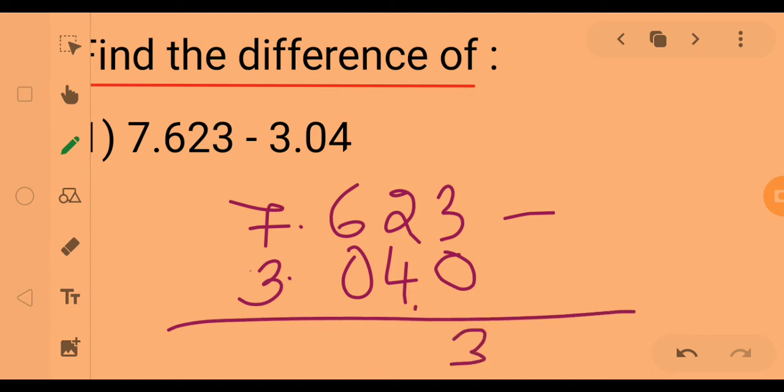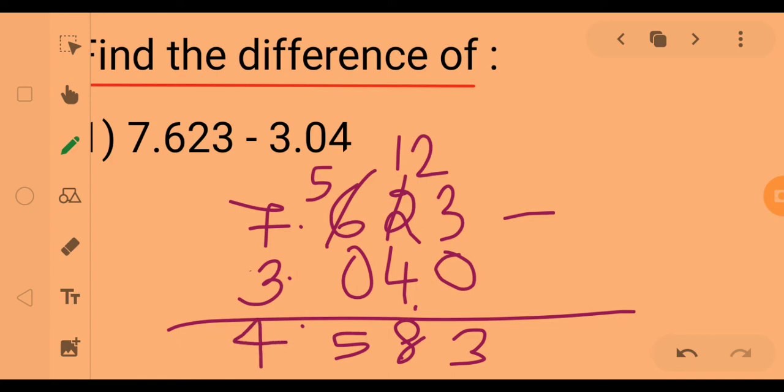So here 3 will come. 4 from 2 we borrow 1 from 6. 6 becomes 5. Here it becomes 12. So 4 from 12 difference is 8. Then 5 is written down. Decimal point, 3 from 7 it is 4. So 4.583 is the difference. Let's move to the next problem.